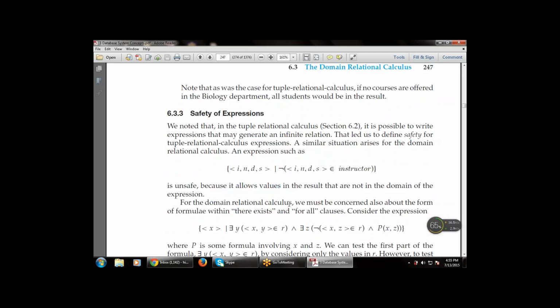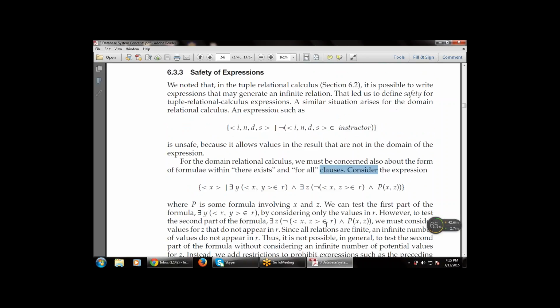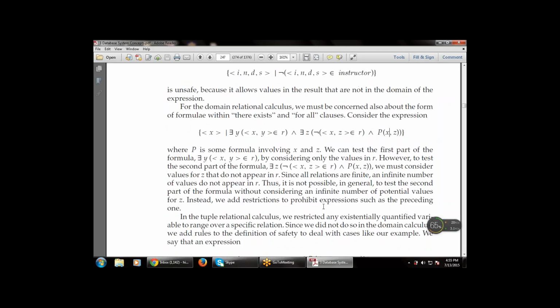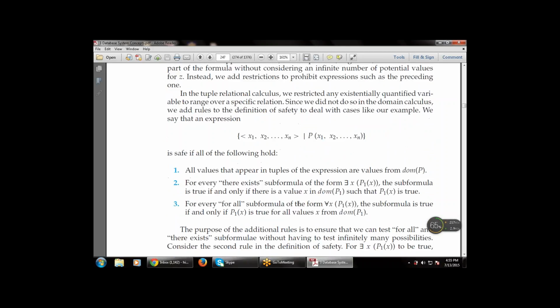So for the domain relational calculus, we must also be concerned about the form of the formula within the there exists and for all clauses. So there is an x, then there exists y, x y that belongs to r, then there exists z, x z that belongs to r, and P x z. So P is some formula that involves x and z. And it is safe if the following hold. So these are the conditions that need to hold to be safe.